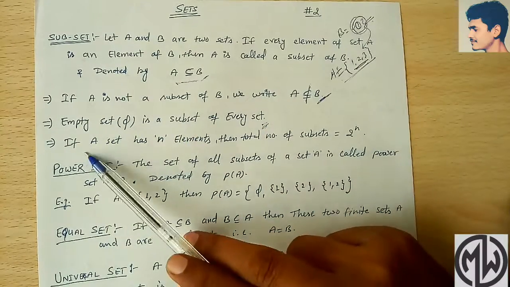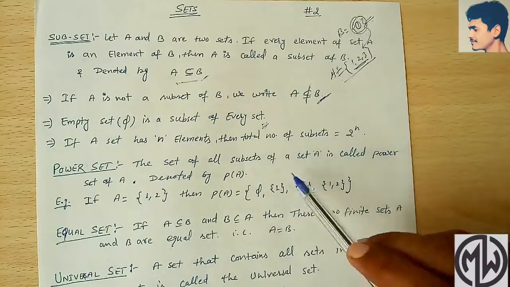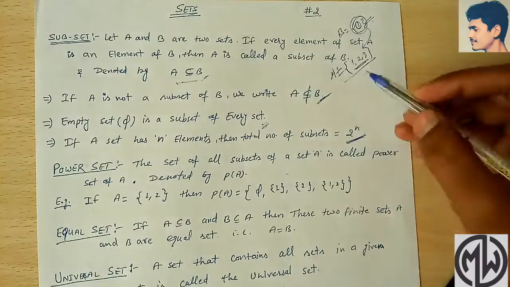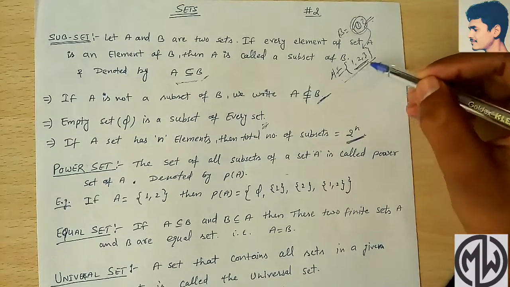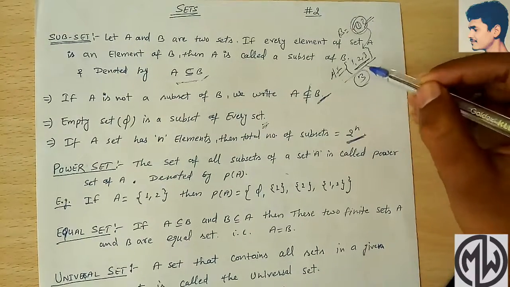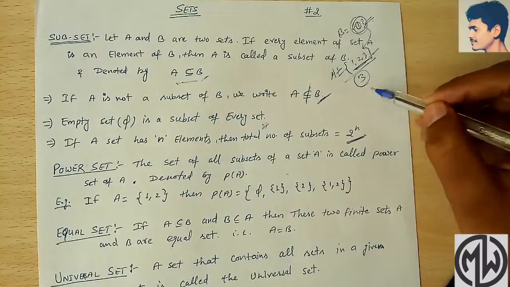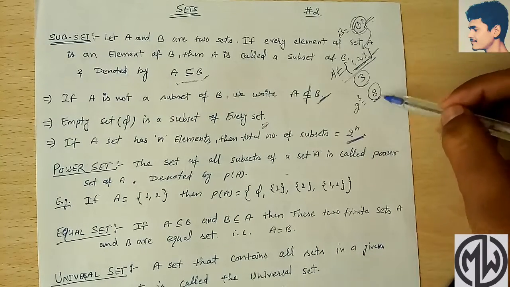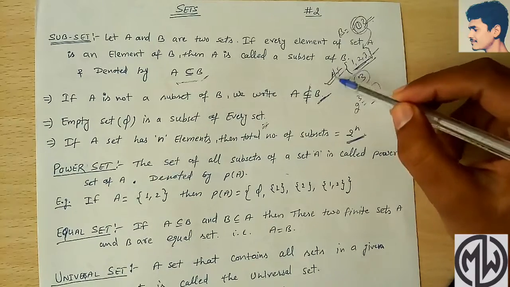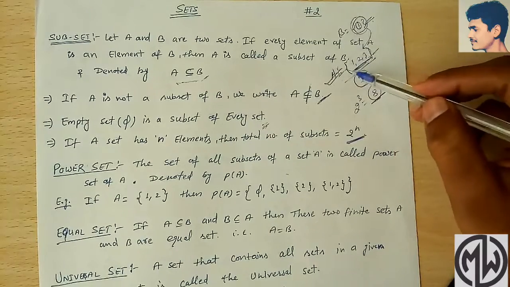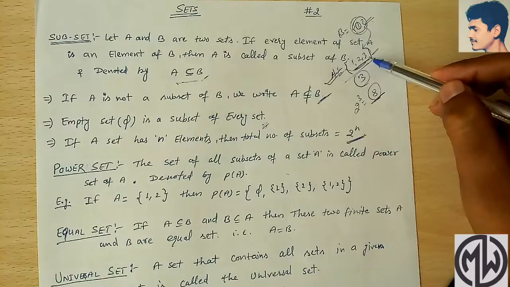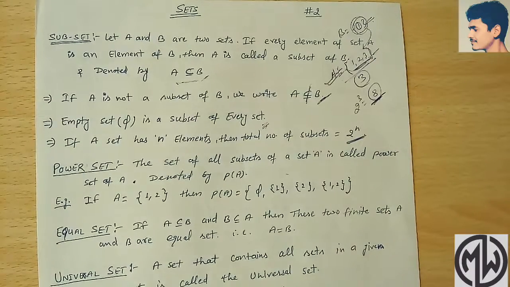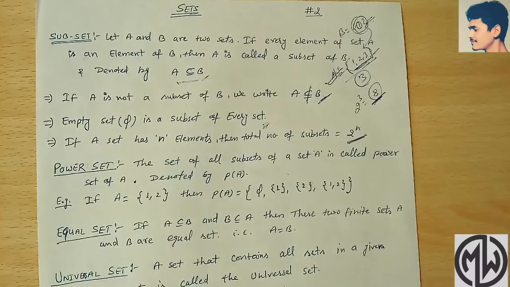Next, if a set has n elements, then the total number of subsets will be 2 raised to the power n. If a set has a total of n elements, for example in this set we have 3 elements, so 2 raised to the power 3, that means 8. We have a total of 8 subsets of this set. That means this set with elements 1, 2, 3 will form a total of 8 subsets. How they are formed, we will discuss at the end.